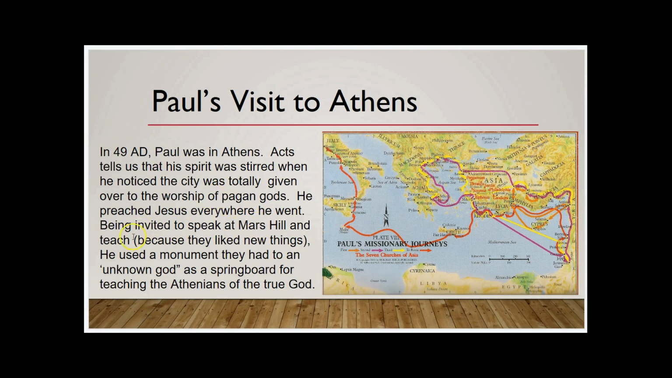So he went to Mars Hill and taught, and he used a monument that he had seen in their city. It was dedicated to the unknown God. So he used that as a springboard for teaching the Athenians about the true God, and said the stuff that this unknown God has done was actually done by the true God, the one true God that is above all of these other gods in your pagan city.